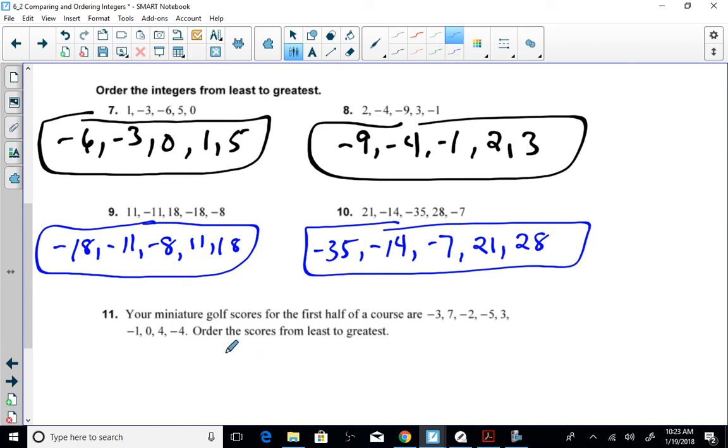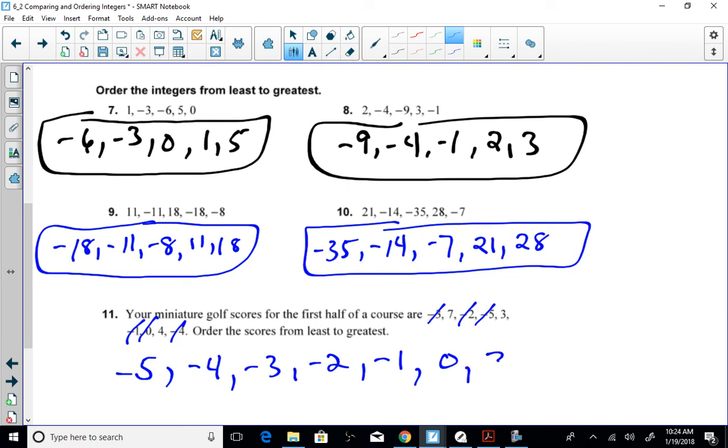And then finally, problem 11, your miniature golf scores for the first half of a course are the following. Order those scores from least to greatest. Well, I'm looking for my greatest negative number, and it looks like that's going to be -5. Cross it out so I keep track. Then we have a -4. Cross that out. Then it looks like we have a -3. Cross that out. Looks like we have a -2. Cross that out. Then we have a -1. Then I have a 0. And then I have a 3. Then I have a 4.